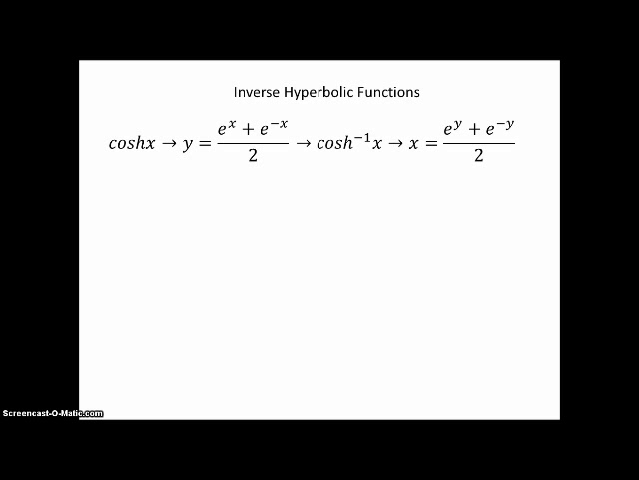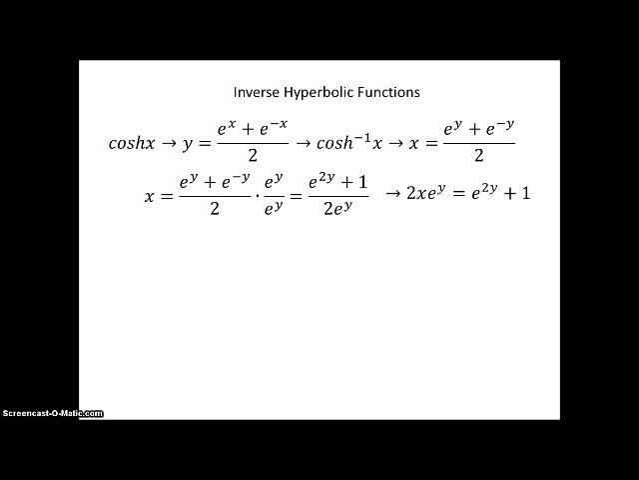So for the inverse hyperbolic functions, I'm going to derive one of them, namely the inverse of cosh x. So for cosh x, we set up a function y equals e to the x plus e to the negative x divided by 2. For cosh inverse, then, we switch the x and the y. So now we have to solve for y. So the first thing I did was multiply the numerator and denominator by e to the y, and that gives me e to the 2y plus 1 in the numerator and 2e to the y in the denominator. Then I cross-multiplied, and so I got my 2e to the y times the x equals just the numerator.